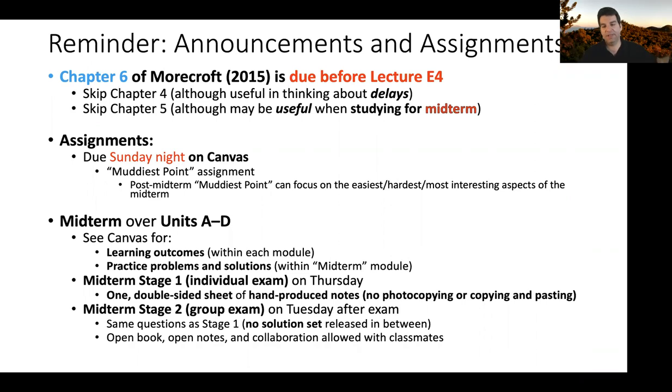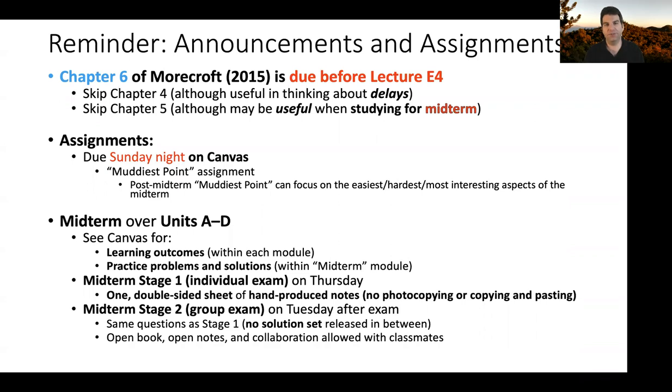And during that time, thanks for the questions in the chat, you can collaborate with everyone else in the class. It has to be people in the class, not people out on Chegg or Coursera or anything like that. You can use resources from Canvas. You can use the textbook. You can use your notes.